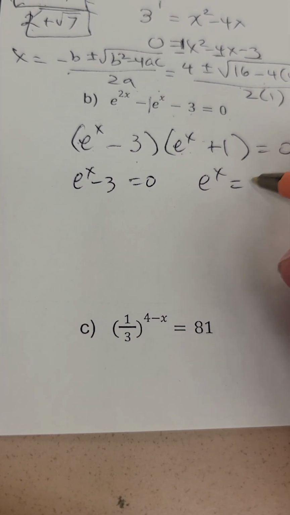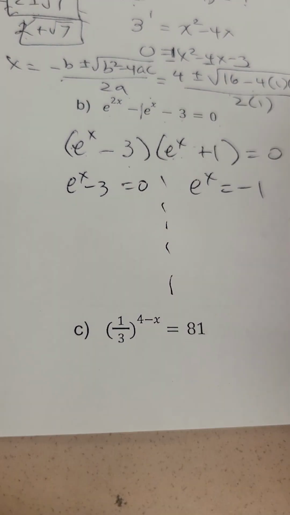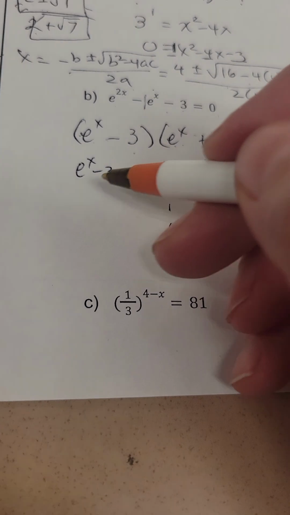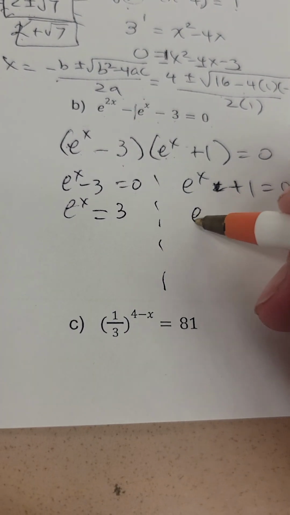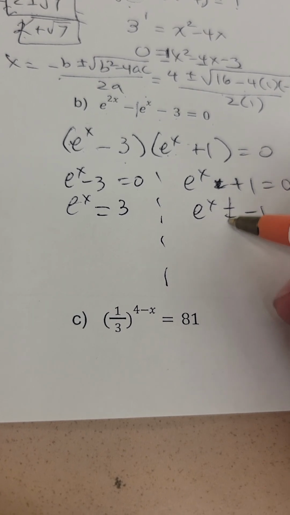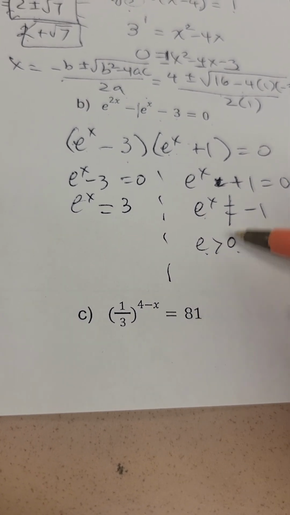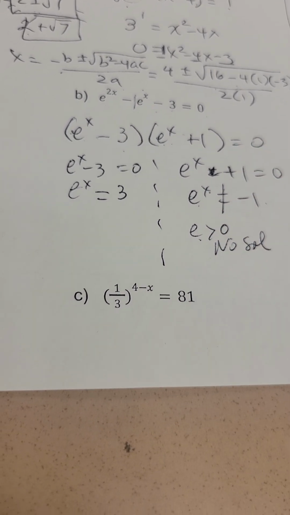E to the x plus 1 equals 0. You know, well, let me be consistent. So solving for e to the x, we get this. This can never be because e is a positive number. You can't raise a positive number to a power and get a negative. There's no solution here, right?